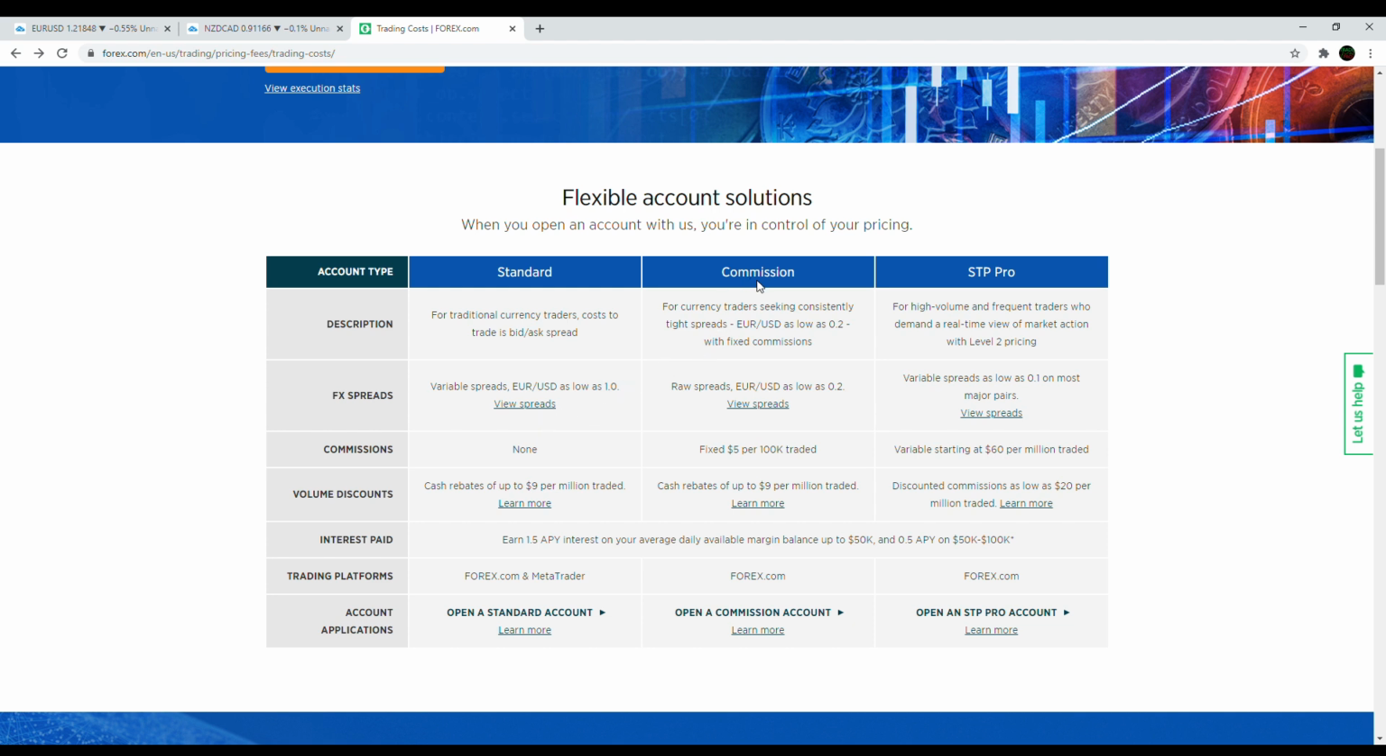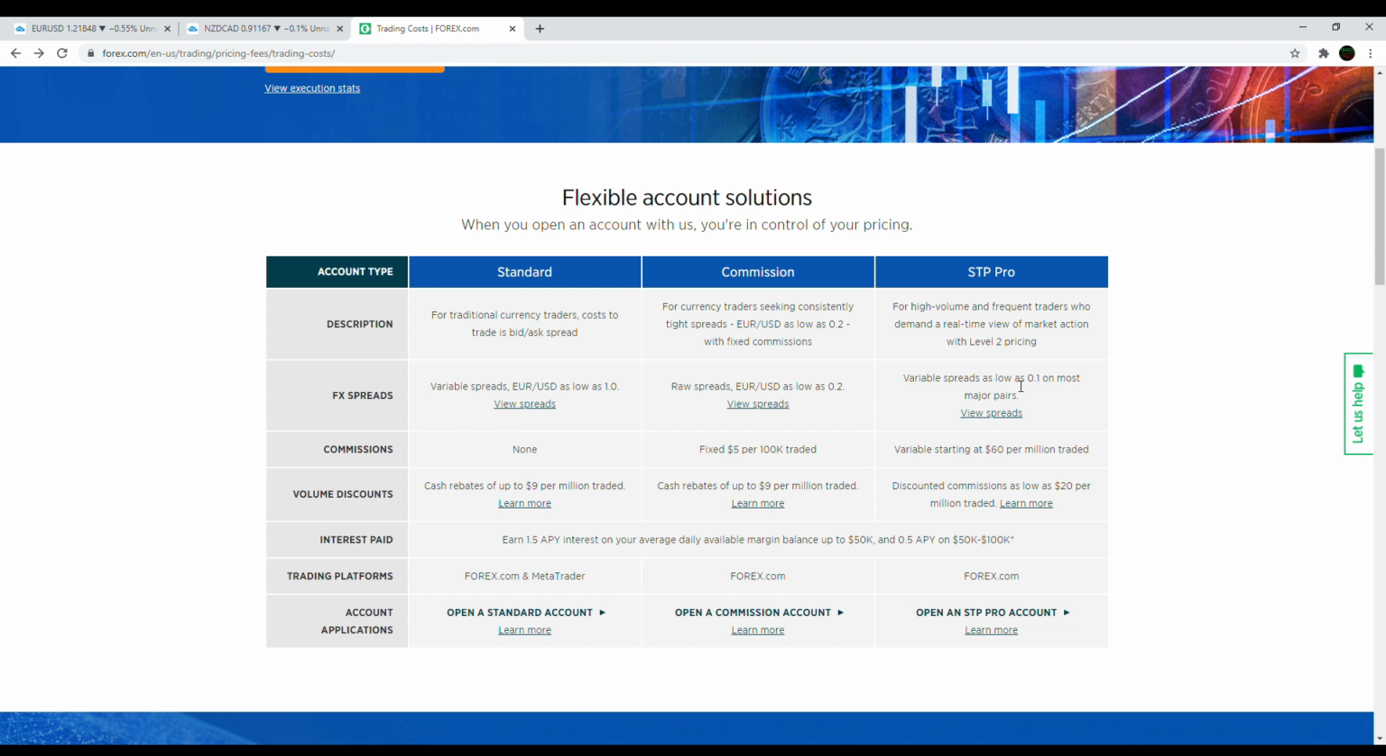Then there is the commission account, which has low spreads plus a fixed commission of $5 per one standard lot, or $100,000 traded. So very low spreads, 1/5 that of the standard account. And this makes a big difference. I'm going to show you why it makes such a big difference when it comes to your bottom line and your overall trading results after a series of trades.